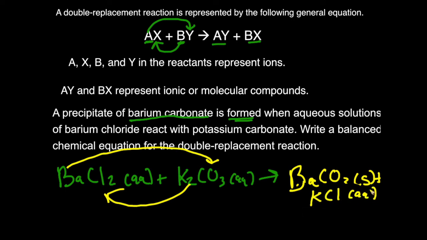All right, now to balance the equation. So I think all we need to do here is put a 2 in front of the KCl and we're good. So our coefficients are 1, 1, 1, 2. And that concludes our video on double and single replacement reactions.